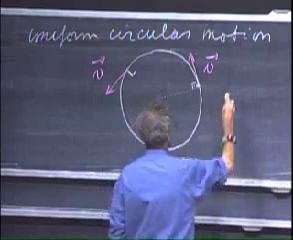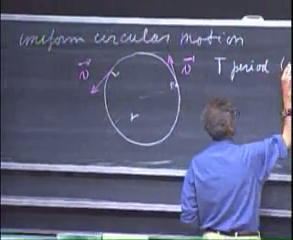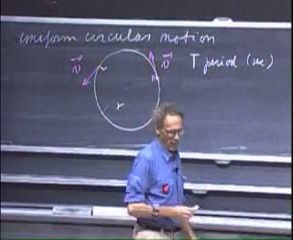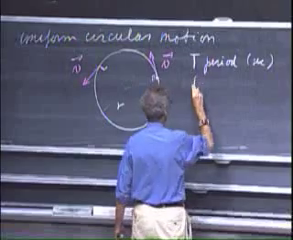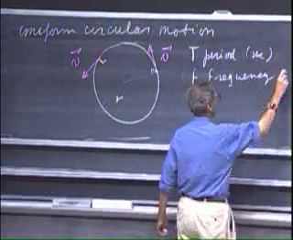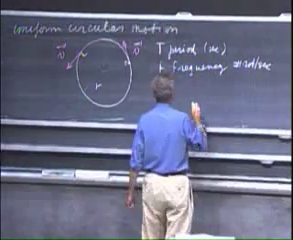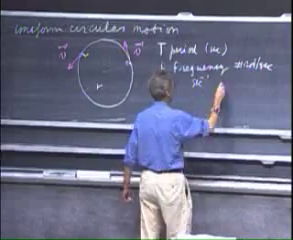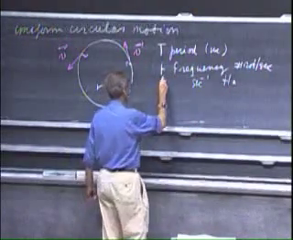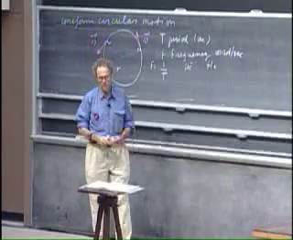We introduce T, what we call the period. Of course, it's in seconds, which is the time to go around once. We introduce the frequency f, which is the number of rotations per second. The units are either second minus 1, or, as most physicists would call it, hertz. And so frequency is 1 divided by T.